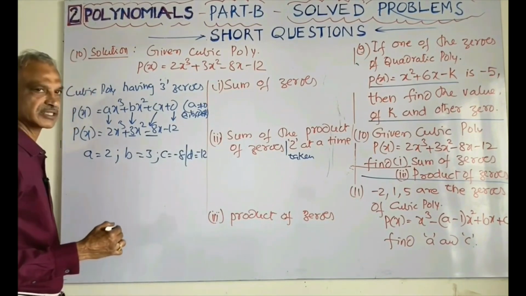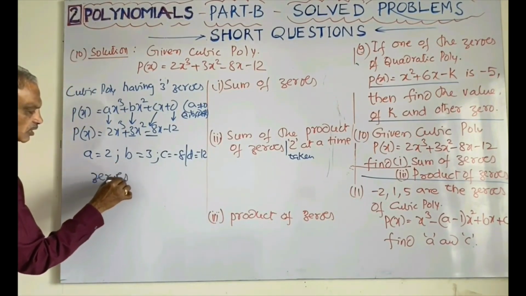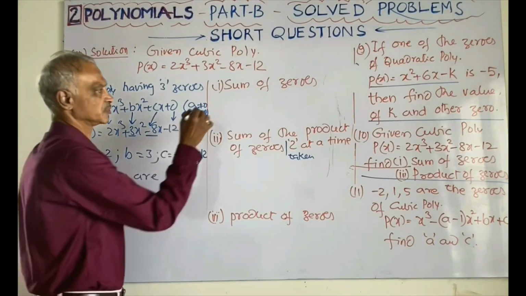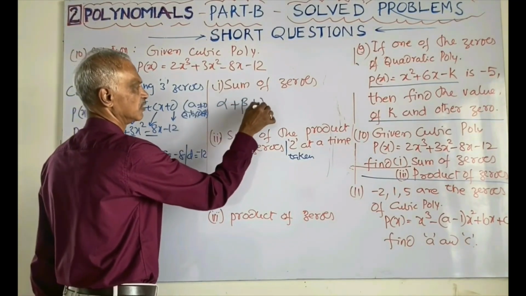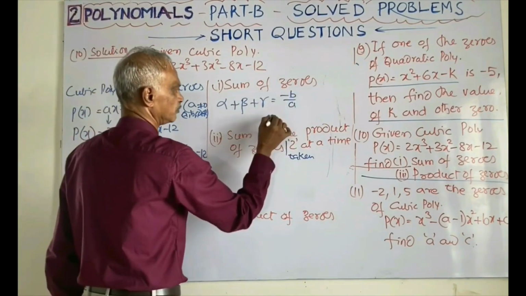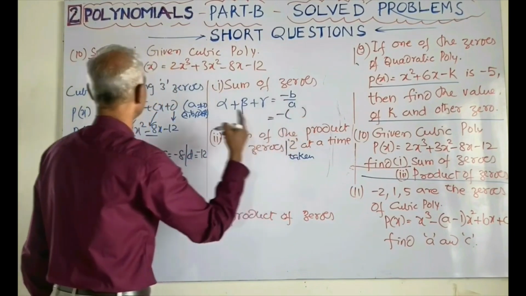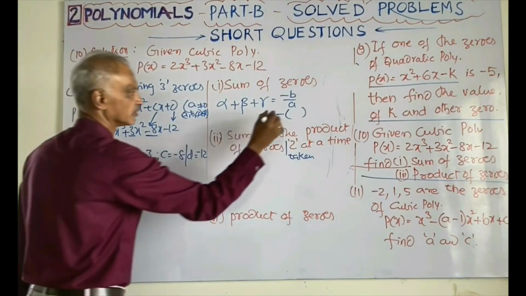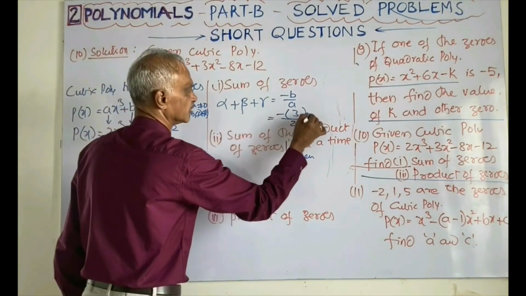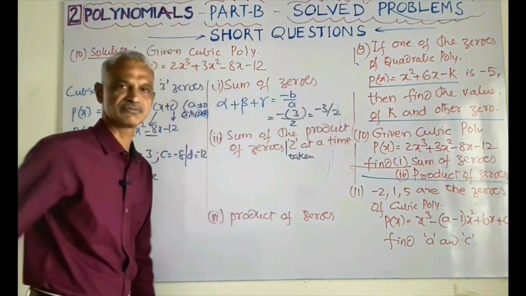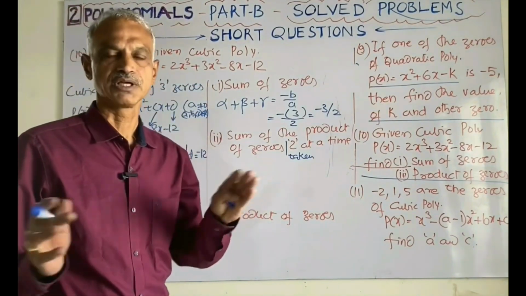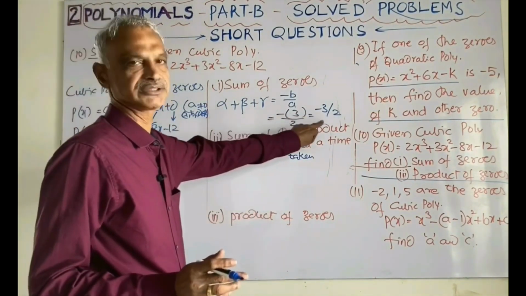Now, what are the zeros? Alpha, beta, gamma. The sum of zeros, alpha plus beta plus gamma, is equal to minus B by A. B is 3 and A is 2, so it is equal to minus 3 by 2. If you find the zeros of this cubic polynomial, it will have 3 zeros, and if you add them, you will get minus 3 by 2.